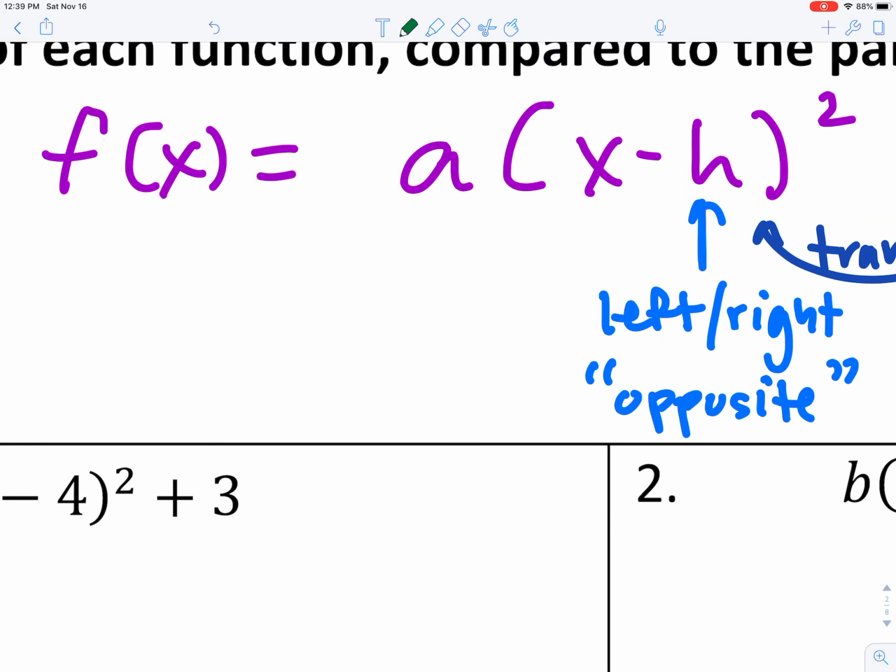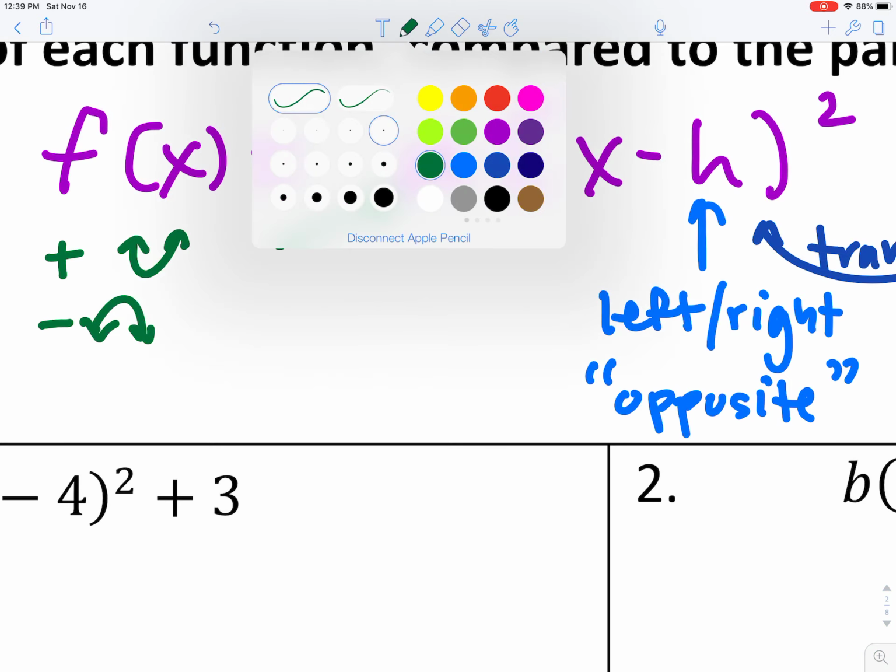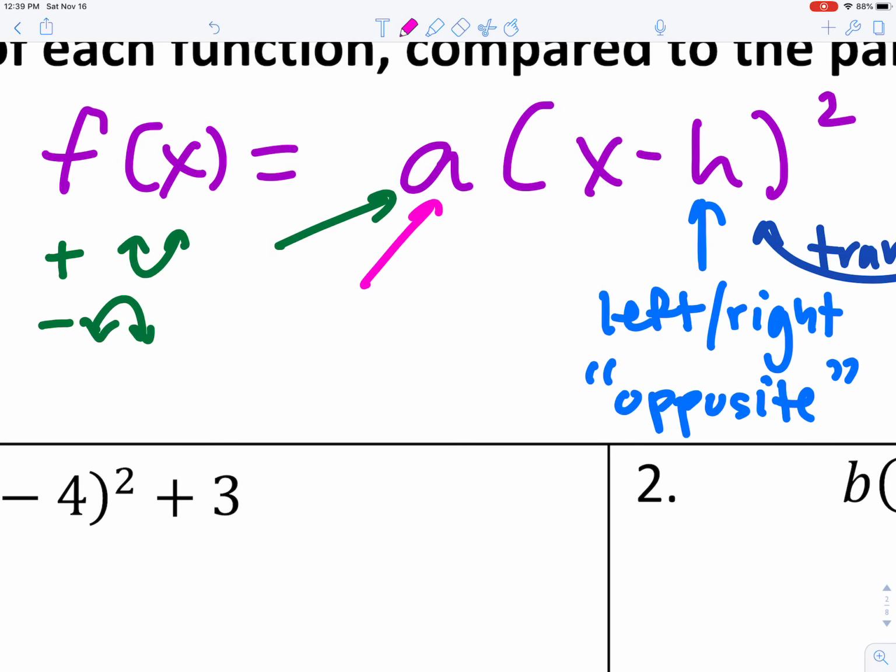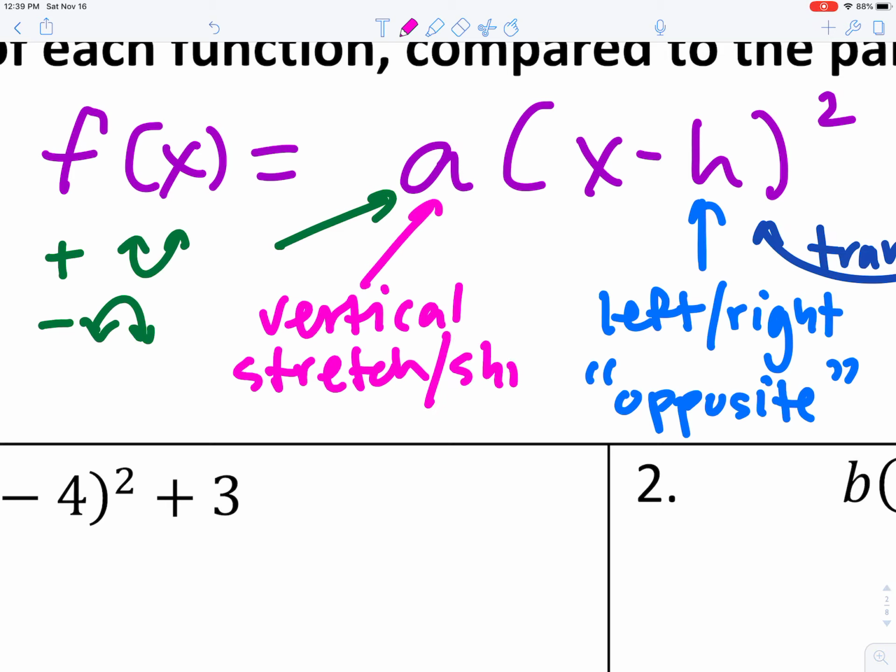You can actually pull a lot of information from your a. We already talked about that if it's positive, it opens up, and if it's negative, it opens downwards. But this a right here gives you a vertical stretch or shrink, all right? So I'm going to include that as well in pink. Gives you a vertical stretch or shrink, okay? If the number is bigger than 1, it will stretch.